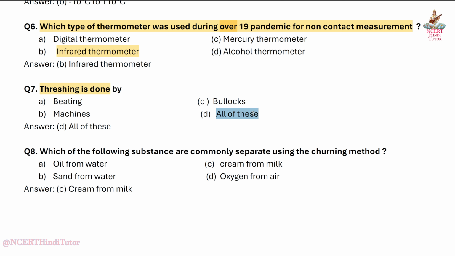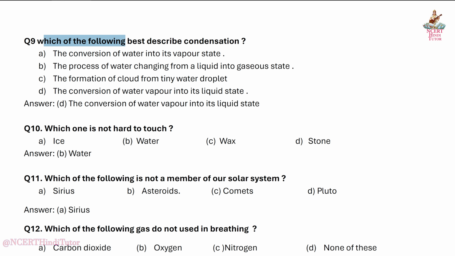Answer D, all of these, beating, machines and bullocks. Question 8, which of the following substances are commonly separated using the churning method? Answer C, cream from milk. Question 9, which of the following best describes condensation? Answer D, the conversion of water vapor into its liquid state.